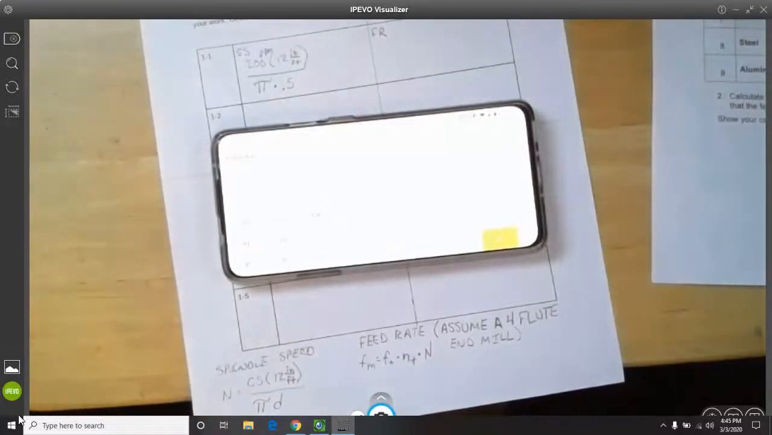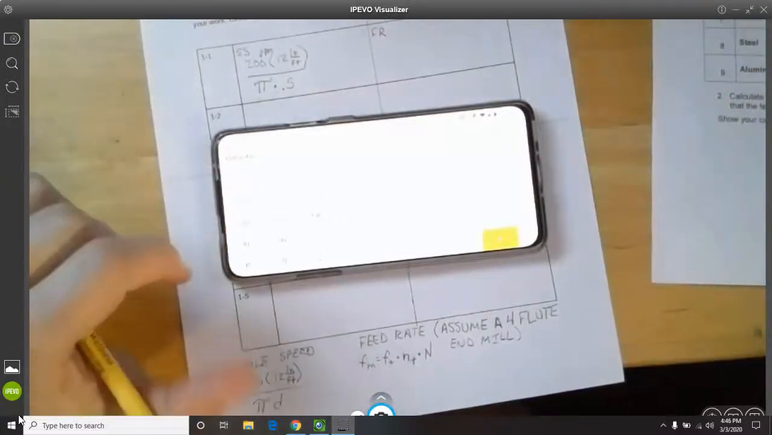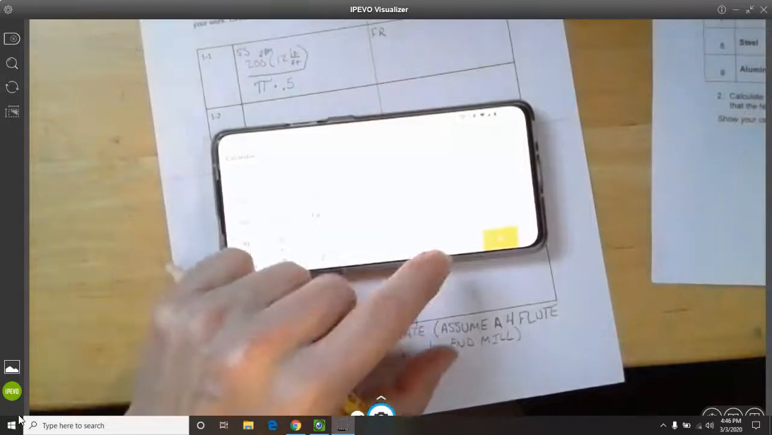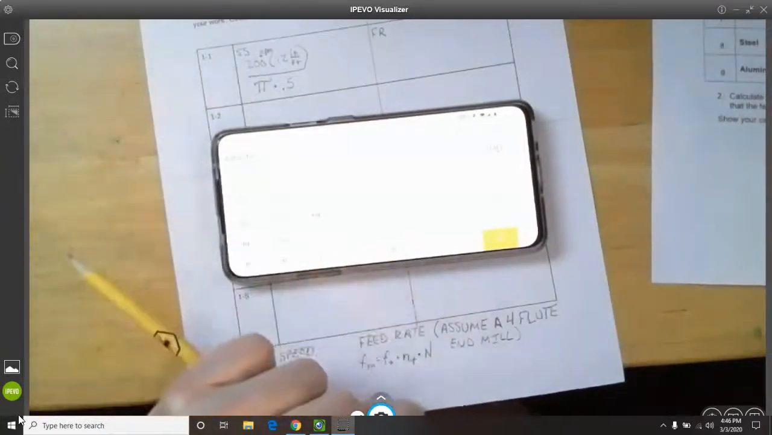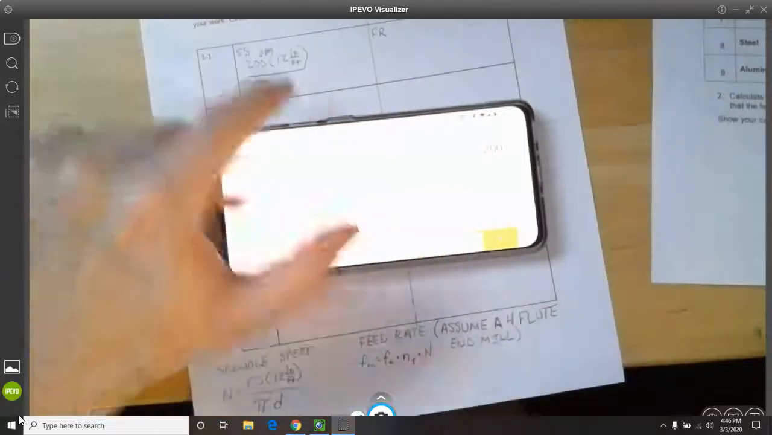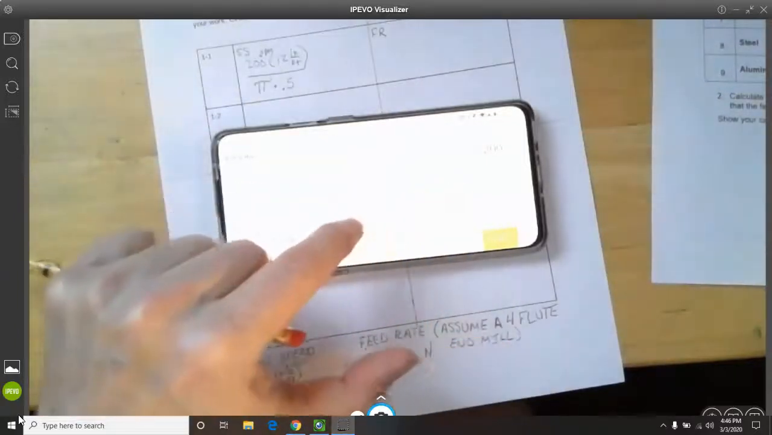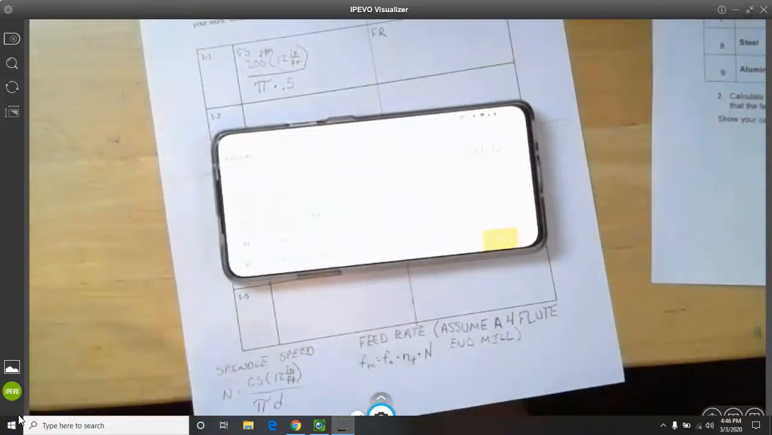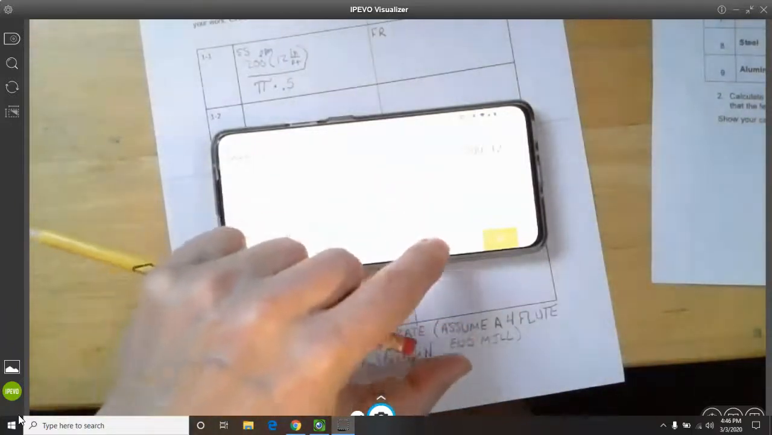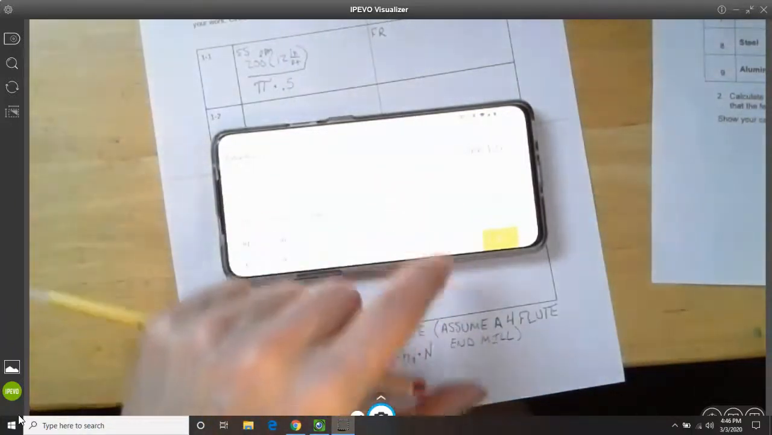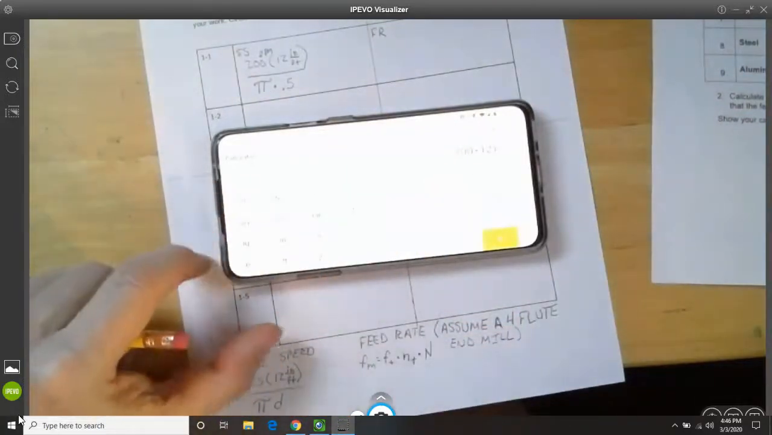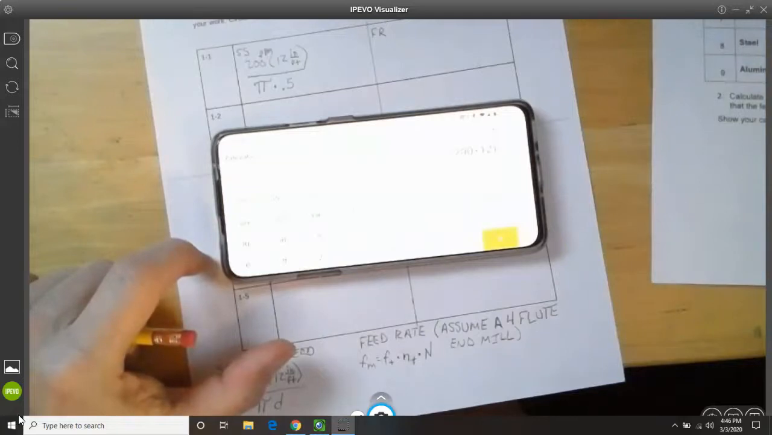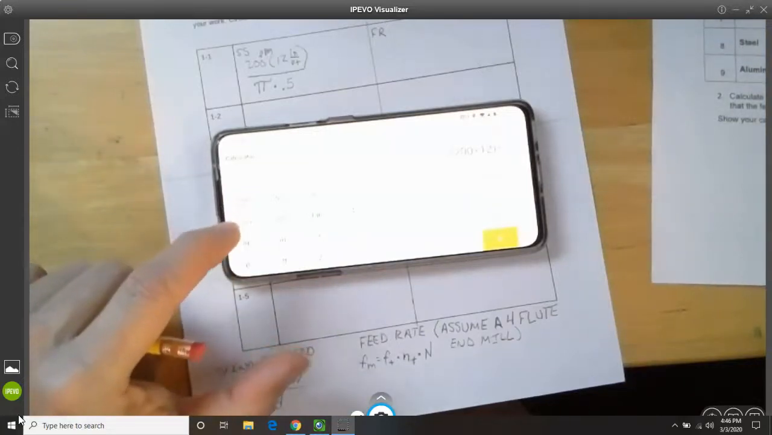So the big secret to this, if you're putting this whole thing into the calculator, is to use parentheses. So I'm going to put in my open parentheses, and I'm going to put in 200, times 12, and I'm going to close parentheses. Then I'm going to divide that by pi, and I'm going to use the calculator value for pi as soon as I find it on my calculator here.